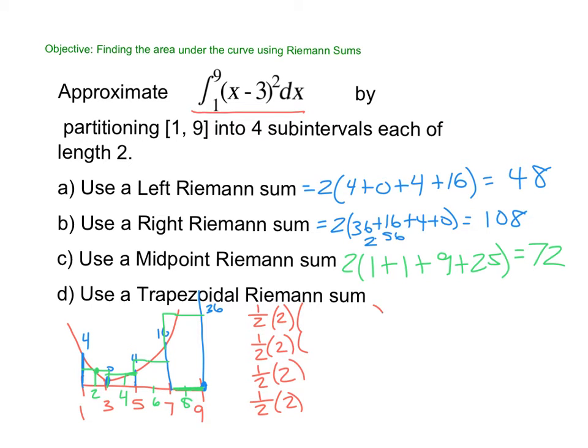All right, so if I'm starting, I'll start with 1 to 3, right? The 2 heights there are 4 plus 0. And then I got the 3 to 5. The heights are 0 and 4. Then I got 5 to 7. My heights are 4 and 16. And then 7 to 9. My heights are 16 and 36.